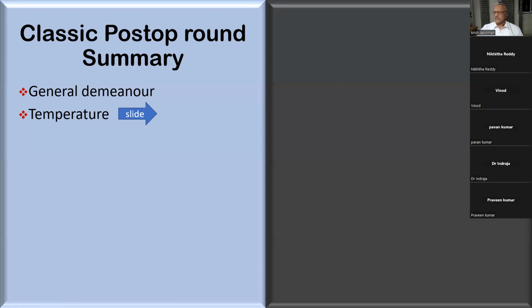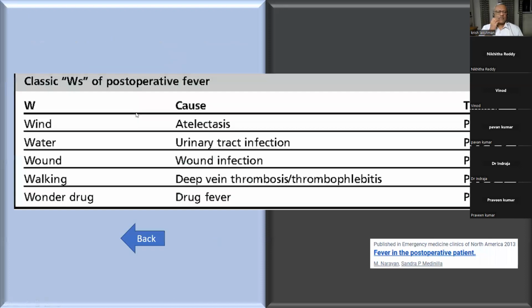Nikita, do you want to add anything to it? See, you must be blurting these things out as a third year. Pawan, you didn't blurt out, so you lost your chance. It should just come automatically. Okay, the so-called 5 Ws. Remember that.